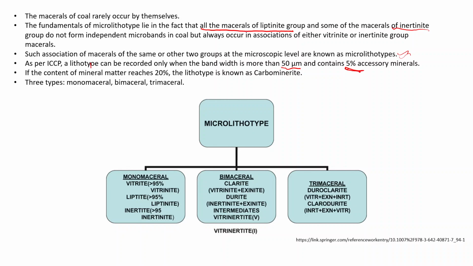The bimacerals have the association of two maceral groups: the clarite, which includes vitrinite and exinite, then durite, which includes inertinite and exinite. Then you have the intermediate in this, which is vitrinertite. So it is having vitrinite and inertinite. Similarly, we have the trimaceral group.